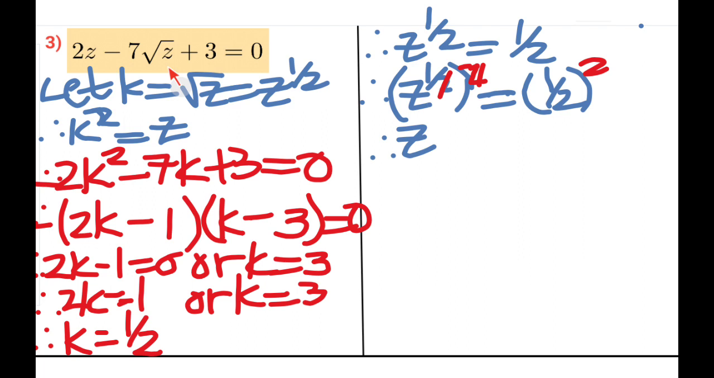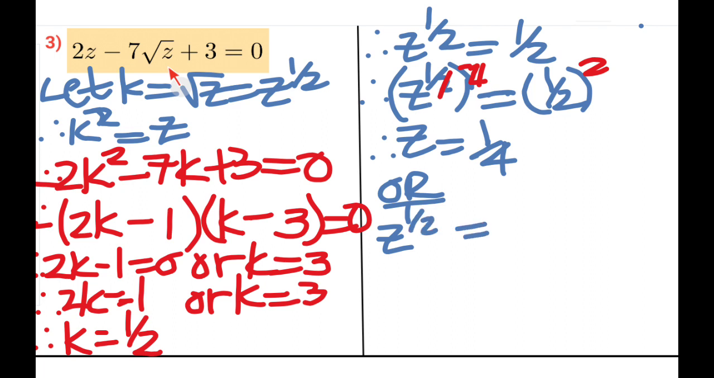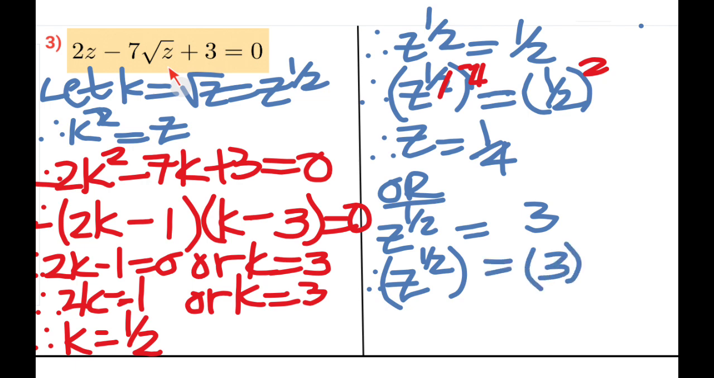It's equal to 1 over 2, all squared. That's 1 over 4, that's 1 squared over 2 squared. Let's now deal with the other option. z to the power of a half is equal to 3, meaning that we raise this z to the power of a half to 2. Yes, you guessed that right. We raise it to 2 to get rid of the half.